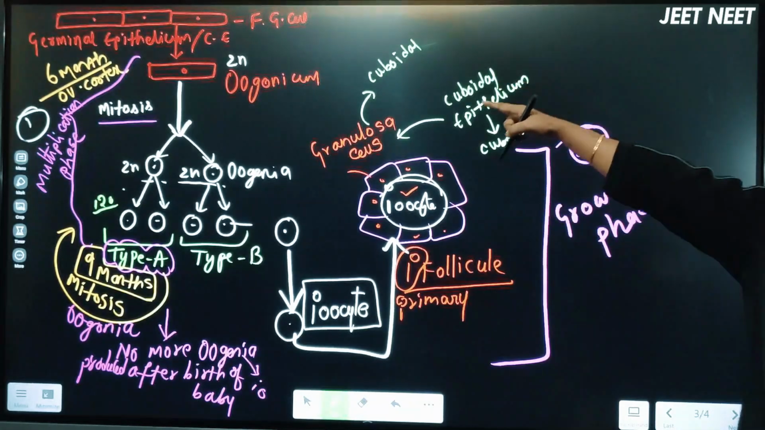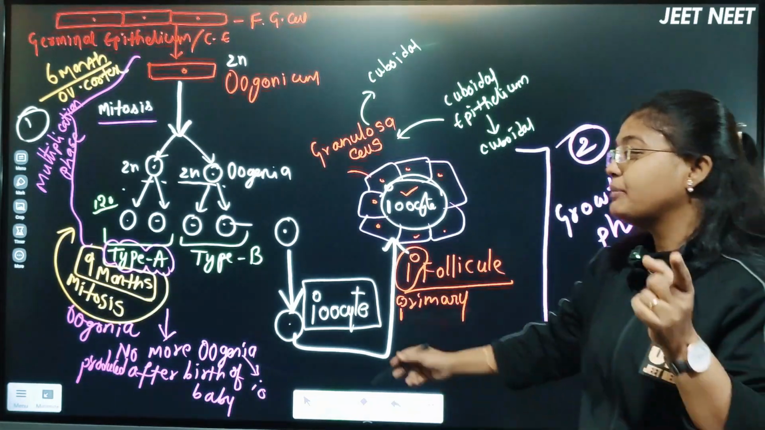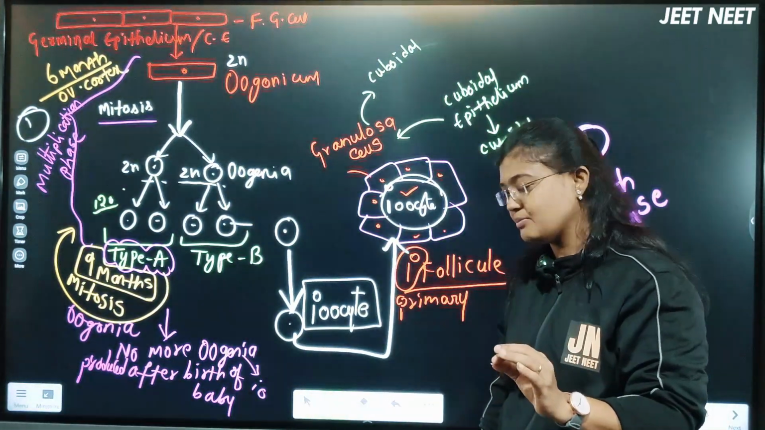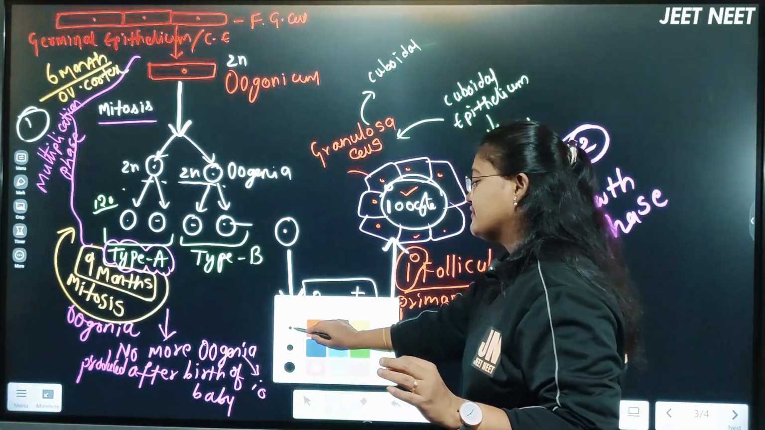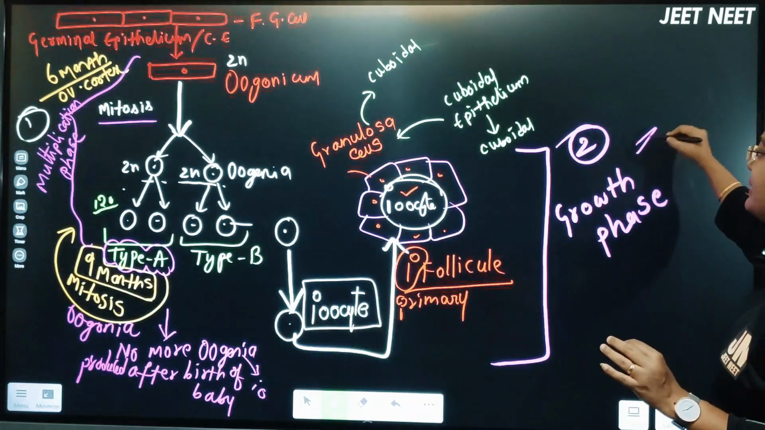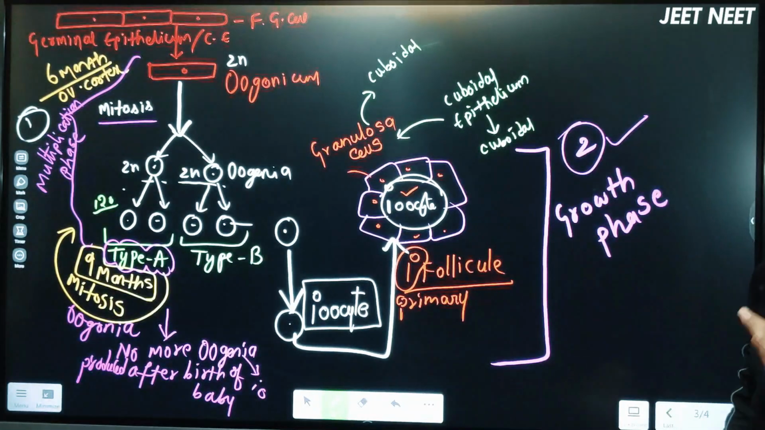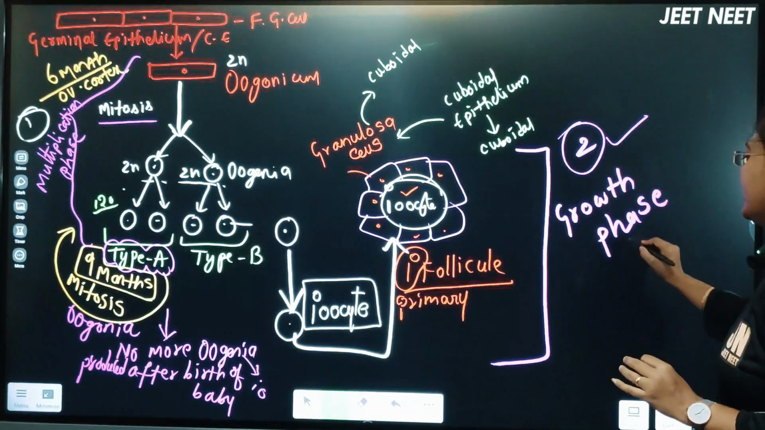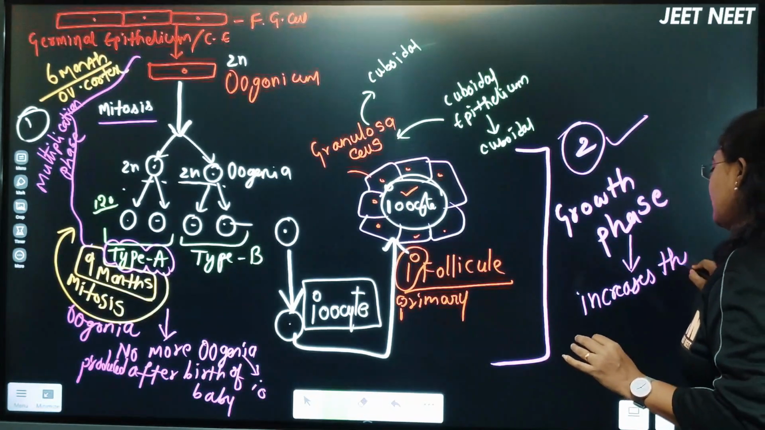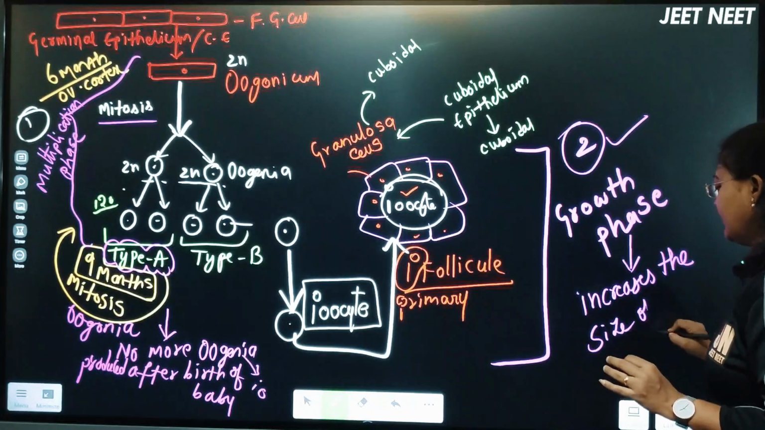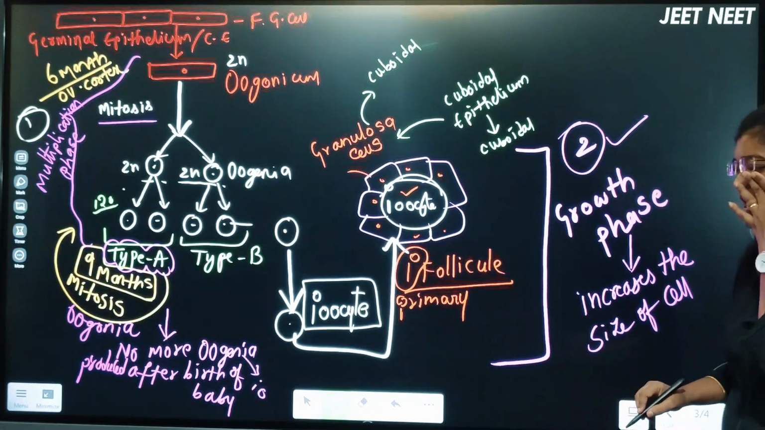The first phase started in the 6th month and continued until the 9th month. Type A and type B cells, maybe in the 7th month or maybe in the 6th month only, undergo the second phase, which is called the growth phase. But it is still happening inside the fetus. The name itself tells you: growth increases the size of the cell.